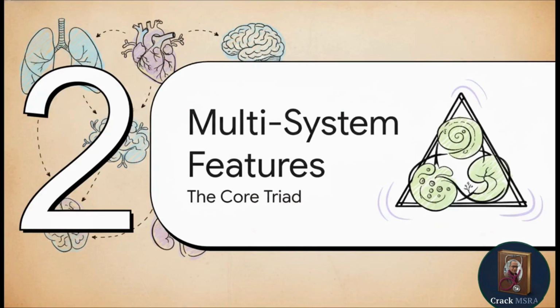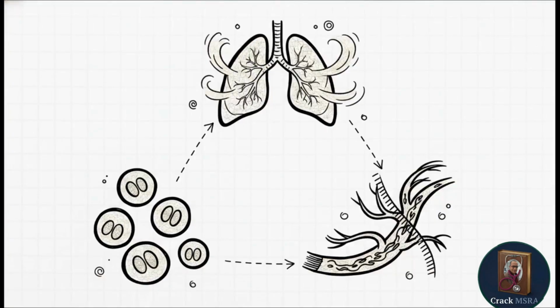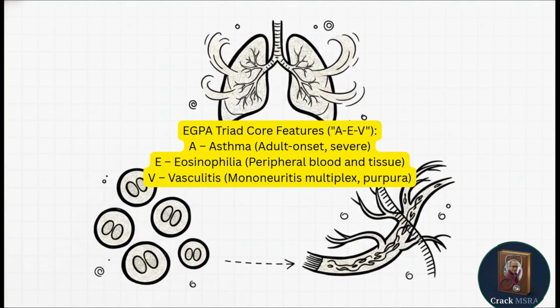Section 2. Multi-system features. The core triad. What's really fascinating about this disease is how it manifests across the body's systems, but it's always anchored by a very specific triad that you absolutely need to memorize. So grab a pen because this is crucial. It's the A-E-V mnemonic. A is for asthma, specifically adult onset and severe. E stands for eosinophilia, found in both peripheral blood and tissues, and V is for vasculitis, showing up as mononeuritis multiplex and purpura. Lock this into your brain for rapid recall.